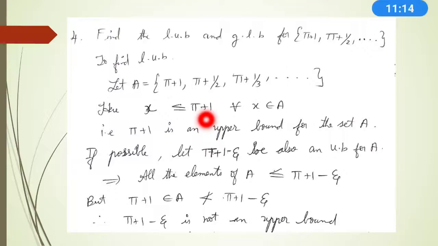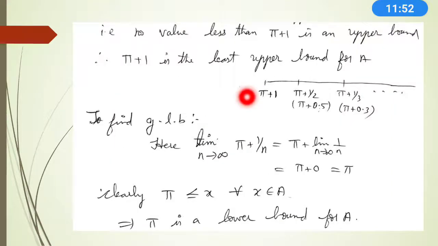So let me take something lesser than this, that is pi plus 1 minus epsilon, to also be an upper bound. Then all the elements must be less than or equal to pi plus 1 minus epsilon. Is pi plus 1 less than pi plus 1 minus epsilon? Obviously not, it is not at all. Therefore pi plus 1 minus epsilon being an upper bound is not possible. That means pi plus 1 is the least of all the upper bounds. So the least upper bound will be what? Pi plus 1.